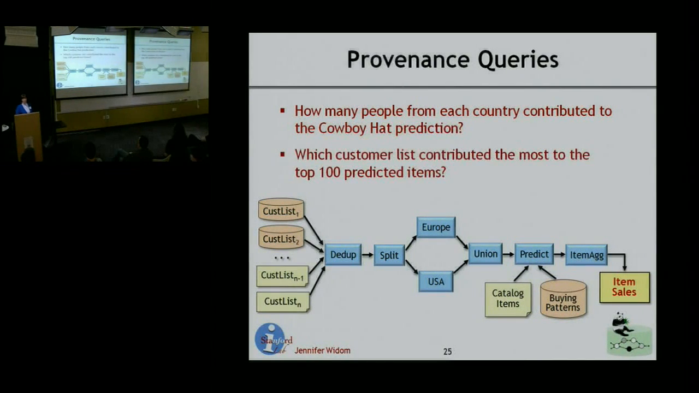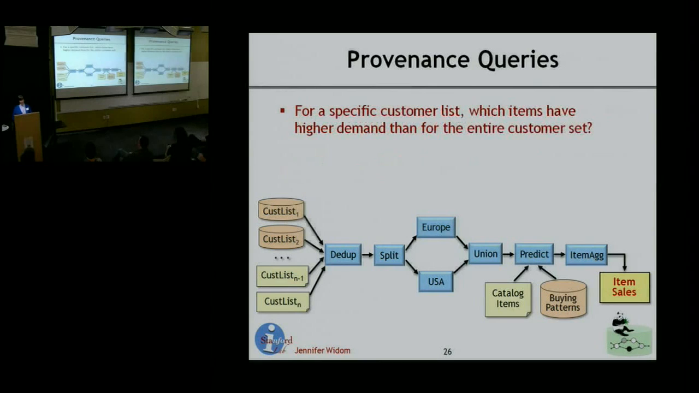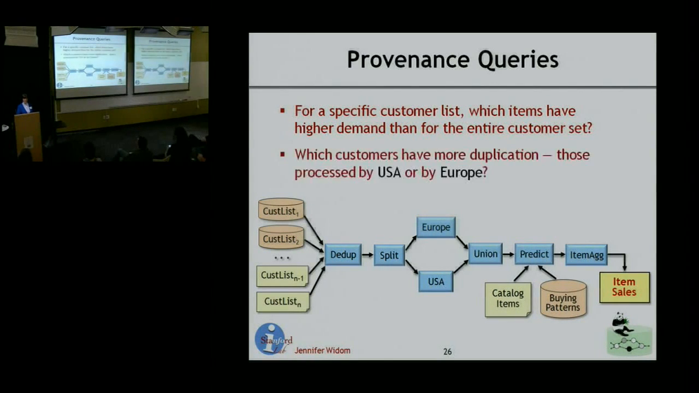Okay. Other examples, which customer list contributed the most to the top 100 predicted items? So what are my most valuable customers? Again, combining the data with how the data went through the workflow. For a specific customer list, which items have higher demand than for the entire customer set? So who do I advertise to?